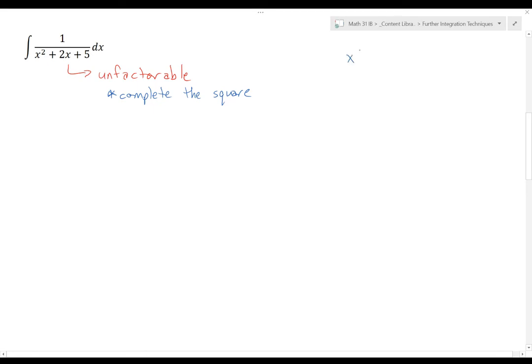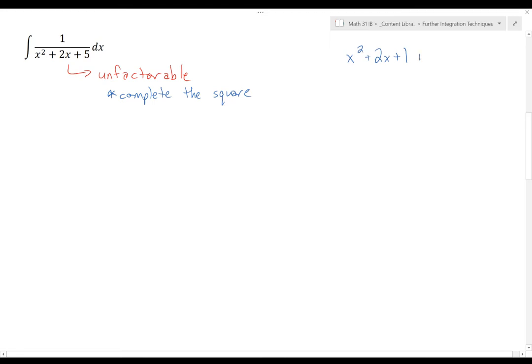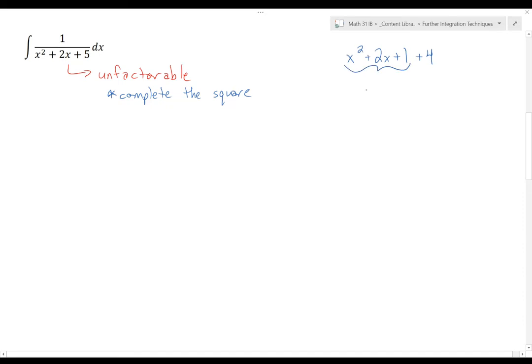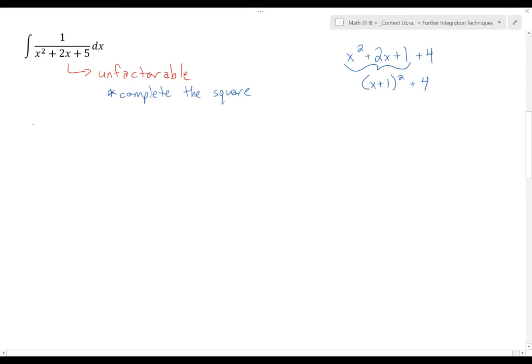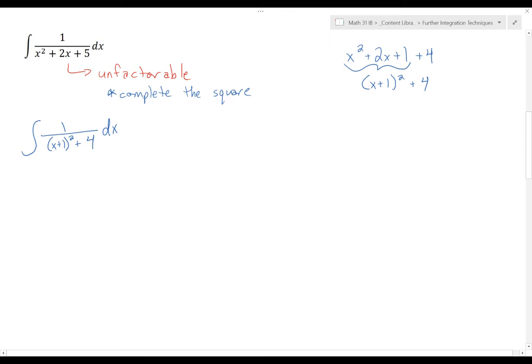So I have x squared plus 2x plus 1 would be a square. But I have plus 5, so in other words, that's an extra plus 4 here. This is my perfect square, so I have x plus 1 squared plus 4. Now this is getting me closer to that arctangent form. So I have the integral of 1 over x plus 1 squared plus 4 dx, but the problem is I still have that 4. And I don't really want to have to deal with that 4. I should have a 1.